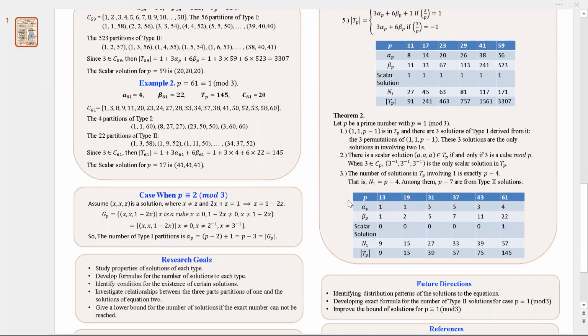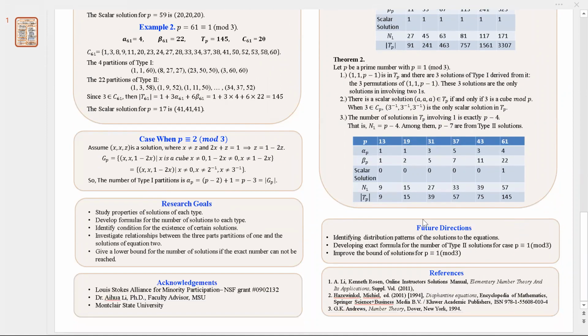Essentially, if I was given a prime number, or I developed a prime number in respect to P congruent to 1 mod 3, I could calculate how many solutions involved the 1 in it. So if my prime number was 13, for example, I would have 9 solutions that involved the number 1 in it. If I had 61, it would be 57.